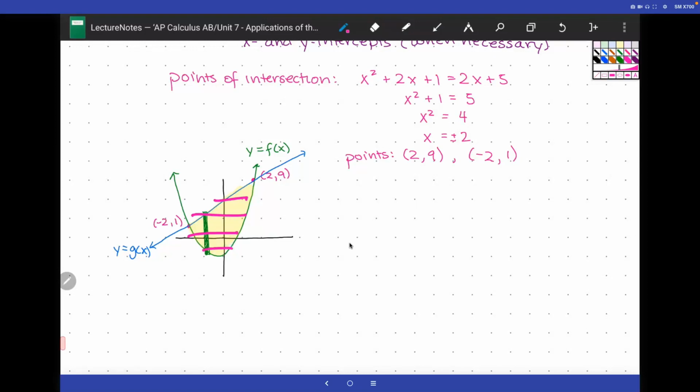Up until this dotted line, above this dotted line, it's the green minus the blue. Green is on the right. Blue is on the left. But as soon as you cross this dotted line, green is still on the right, but it's also on the left. So it did change. We'd have to make two different integrals then. And I'll show you, there's an example coming up that's going to be like that. Let's see if we can do this as a dx problem.